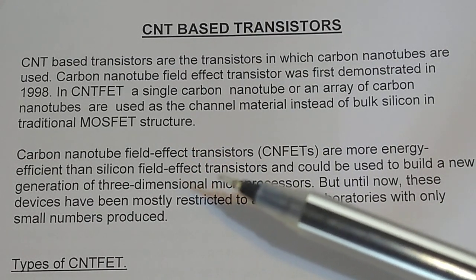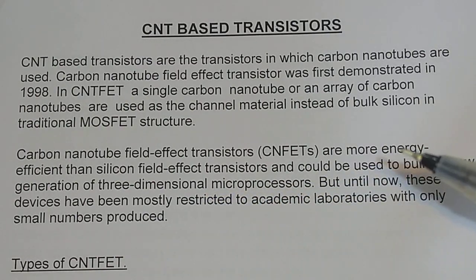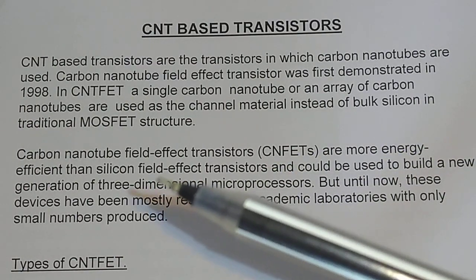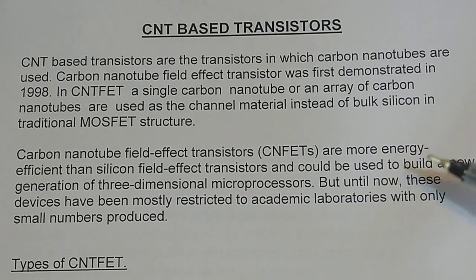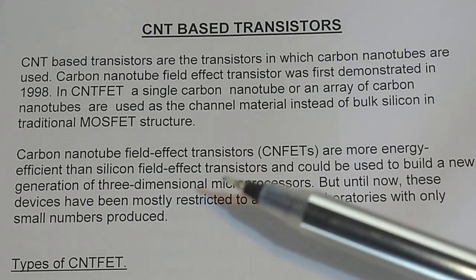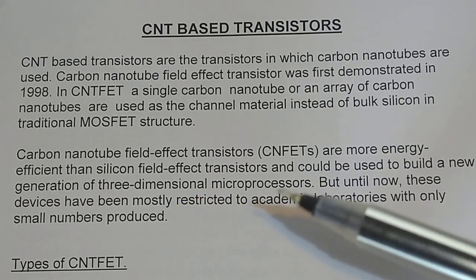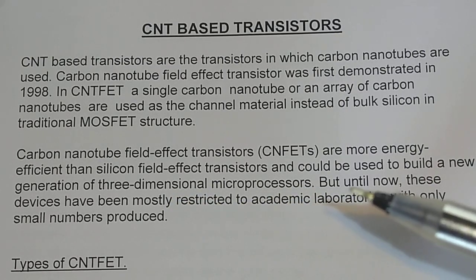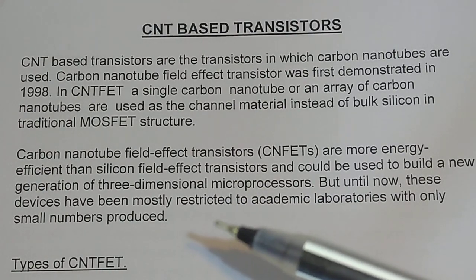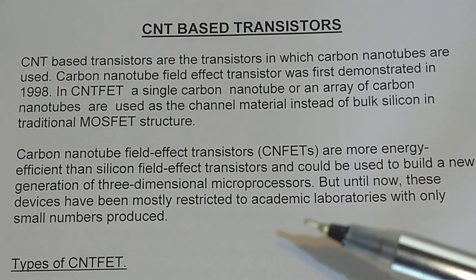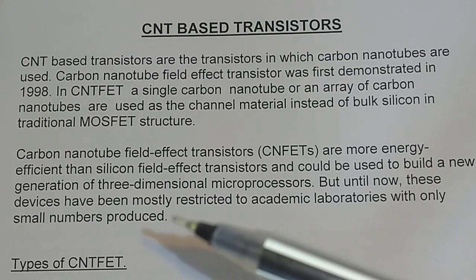Carbon nanotube field effect transistors are more energy efficient than silicon field effect transistors and could be used to build a new generation of three-dimensional microprocessors. But until now, these devices have been mostly restricted to academic laboratories with only small numbers produced.